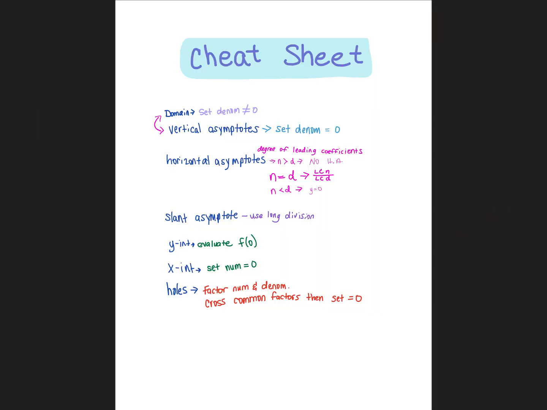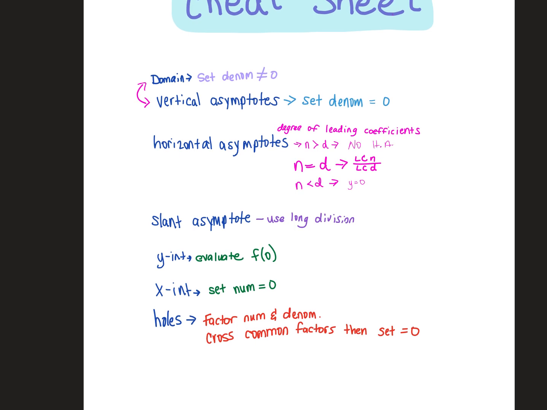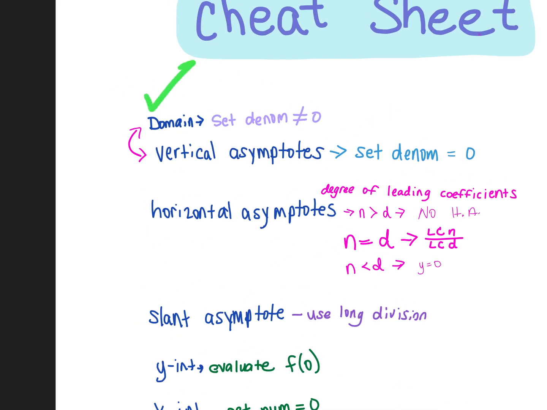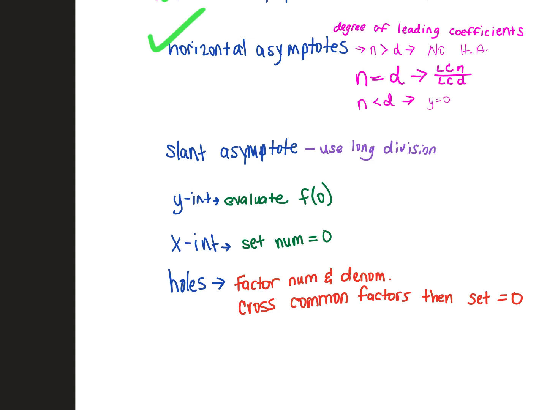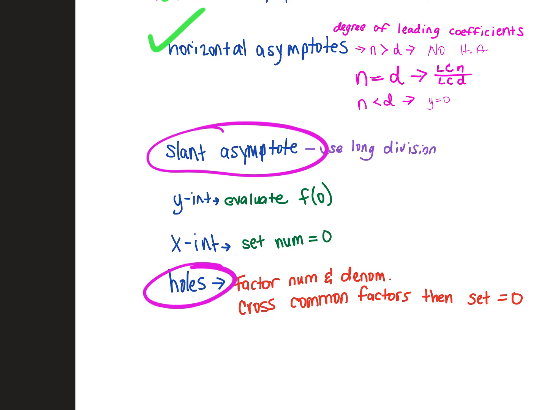Okay, cheat sheet. Let's look at it for a second. We've already talked about domain, vertical asymptotes, and horizontal asymptotes. You need to understand that to find the y-intercept, you plug in 0 for x. And to find x-intercepts, you look at the numerator and set it equal to 0. Tomorrow, we're going to cover slant asymptotes and holes, and what that means graphically.